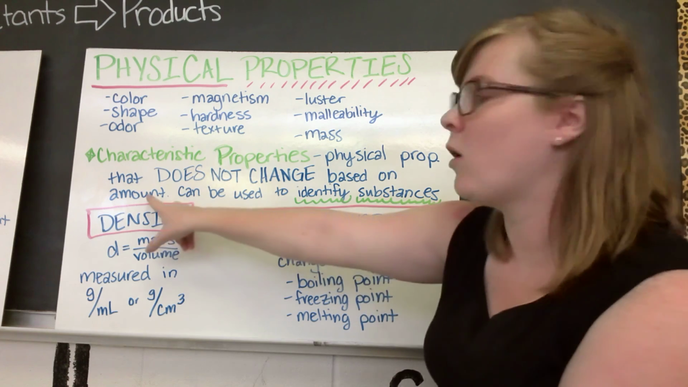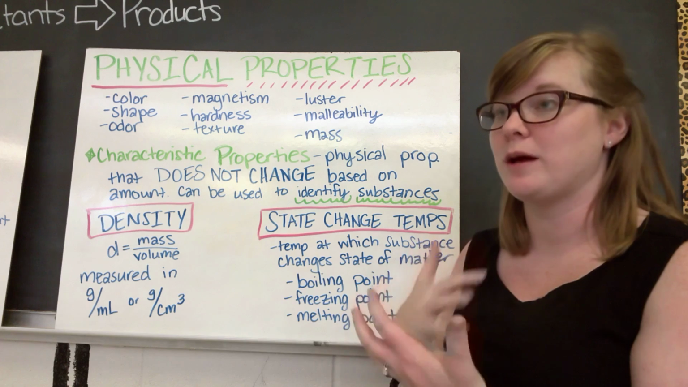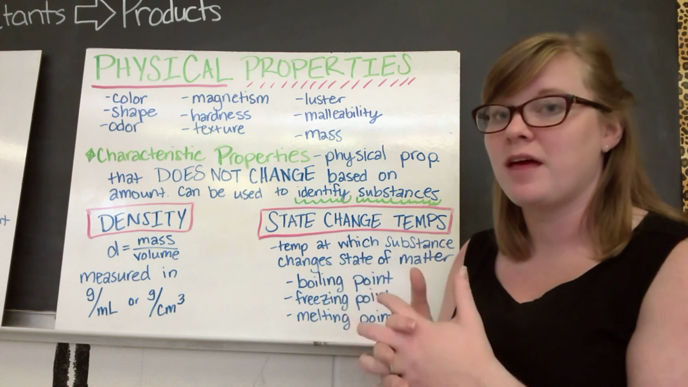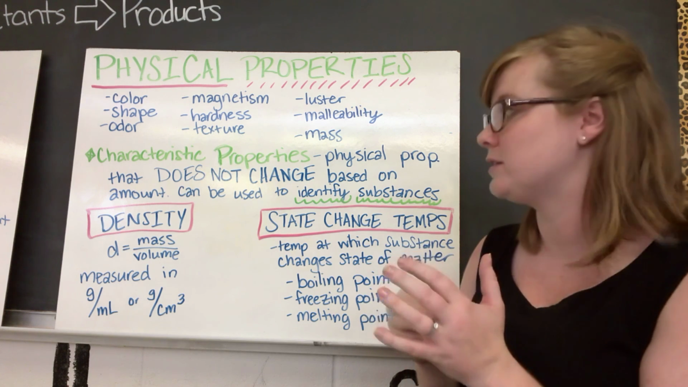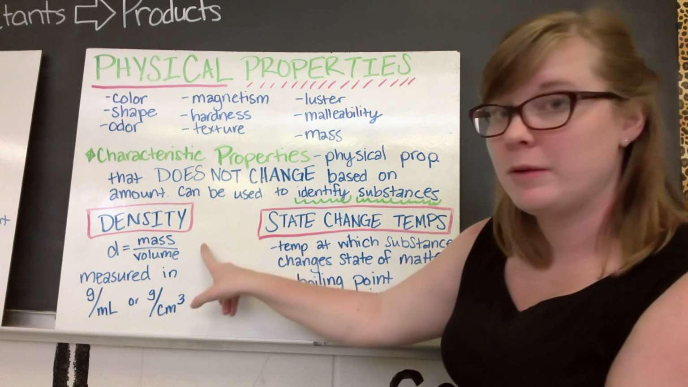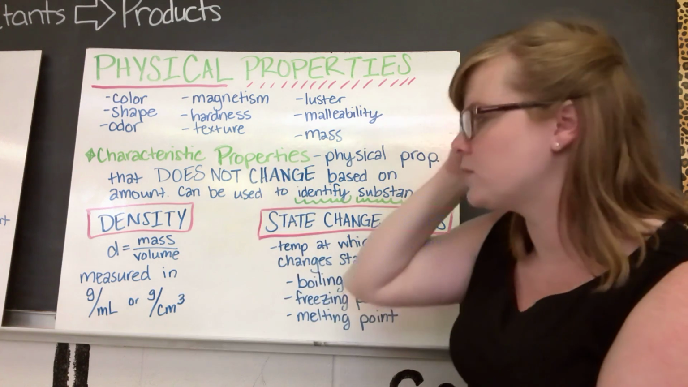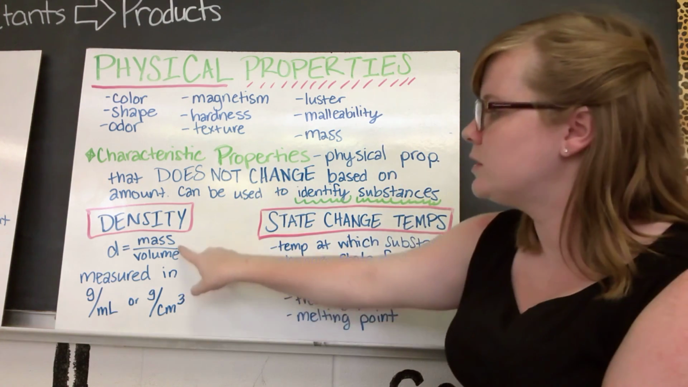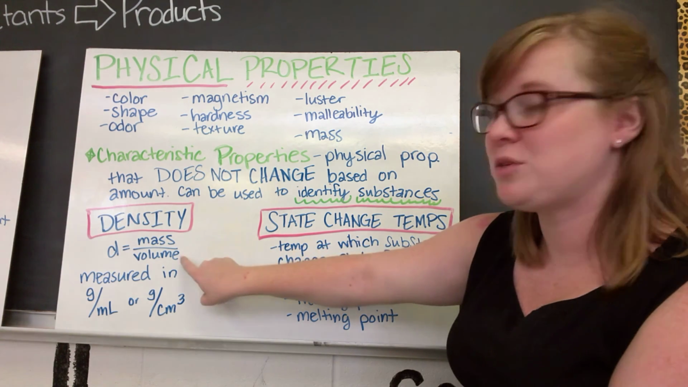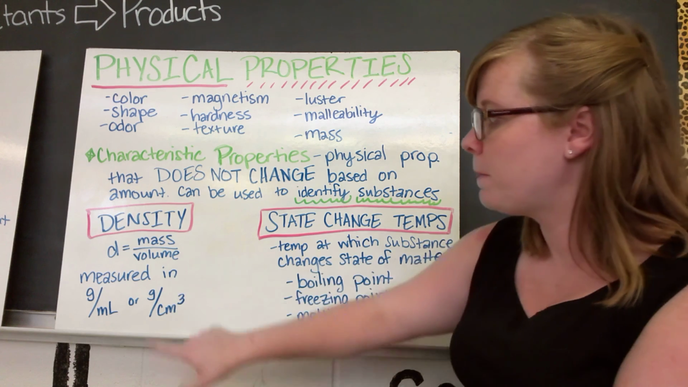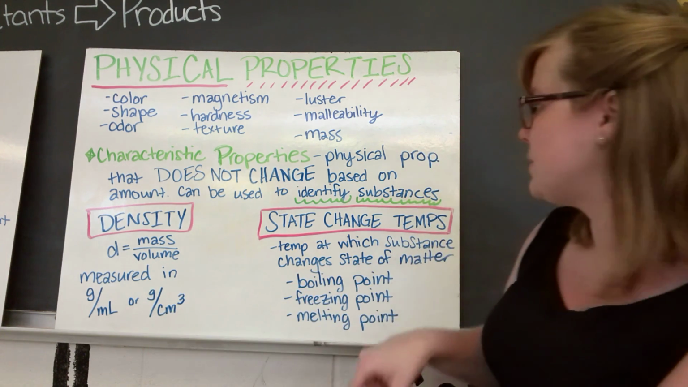So because they're always going to remain the same, we can use them to identify unknown substances, because no matter how much there is of that substance, the characteristic property is going to be unique to that substance and is going to be the same regardless of amount. So density is going to be one. Density is the mass over volume, right? So this is our density formula right here. This is how much stuff is in it divided by how much space it takes up. So mass over volume. It's measured in grams per milliliter or grams per centimeter cubed.